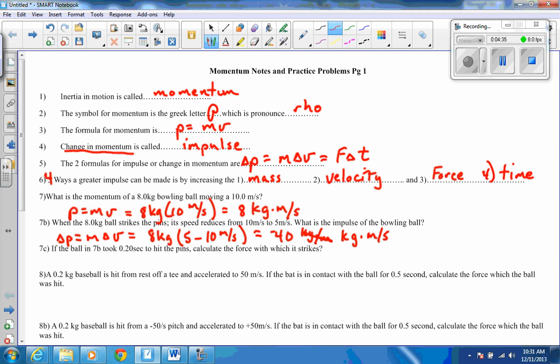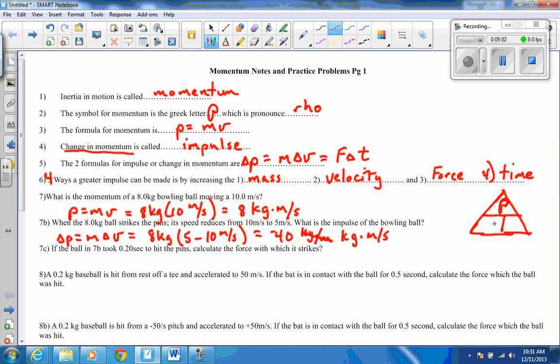Number 7c, if a ball in 7b took 0.2 seconds to hit the pins, calculate the force. Well, I can make one of my little triangles over here. And I know that momentum, oh shoot, my fault. Momentum is, let me erase this. And let me redraw it.